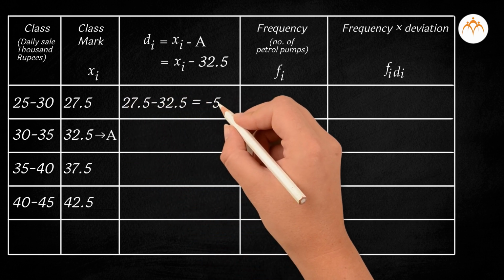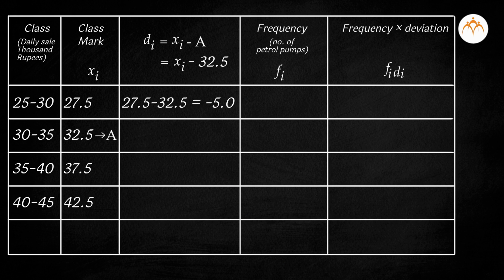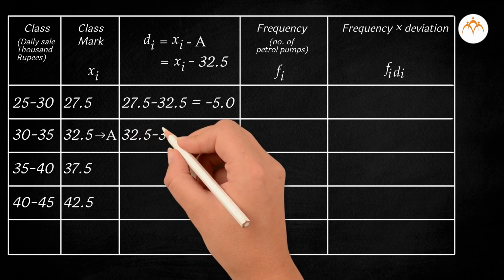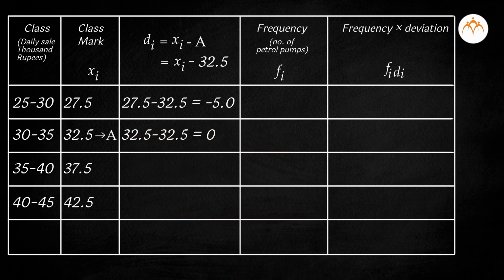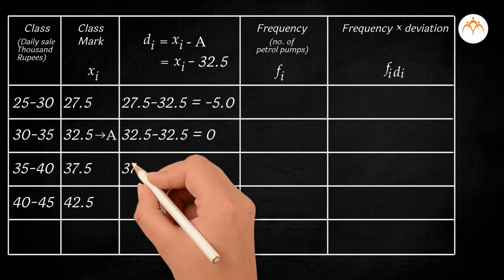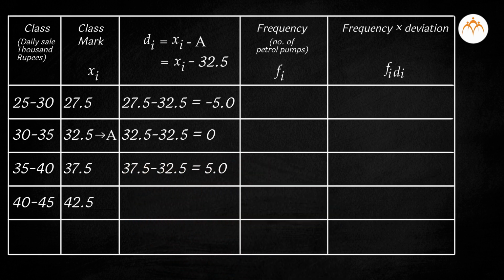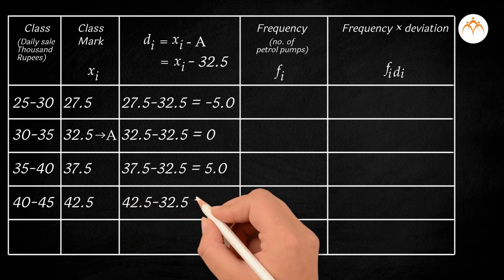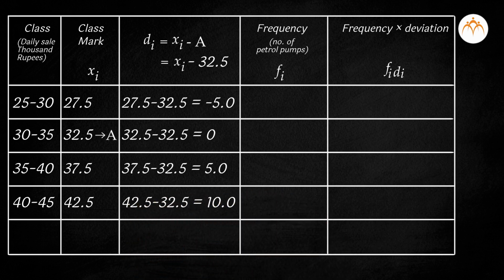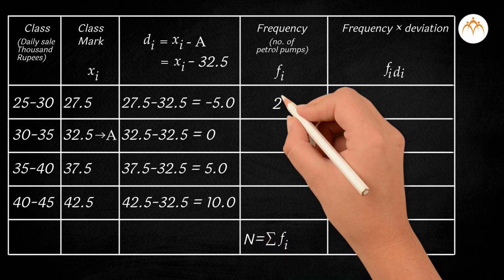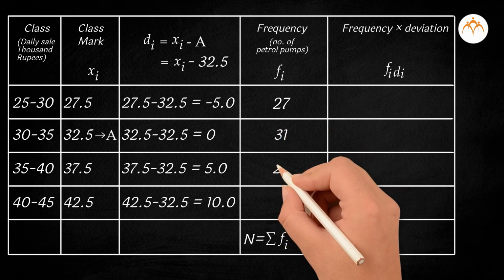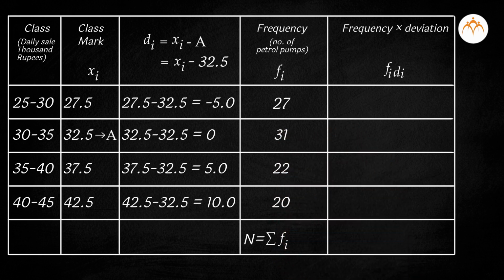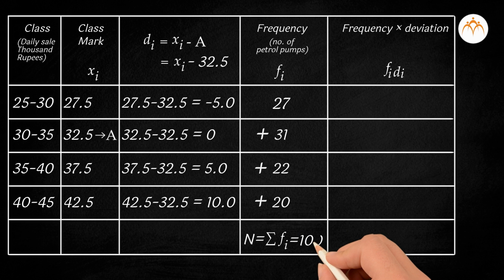27.5 minus 32.5 is equal to minus 5. 32.5 minus 32.5 is equal to 0. 37.5 minus 32.5 is equal to 5. 42.5 minus 32.5 is equal to 10. Let's write down the frequency, that is the number of petrol pumps, and its sum is written as summation fi. 27, 31, 22 and 20, that is summation fi is equal to 100.